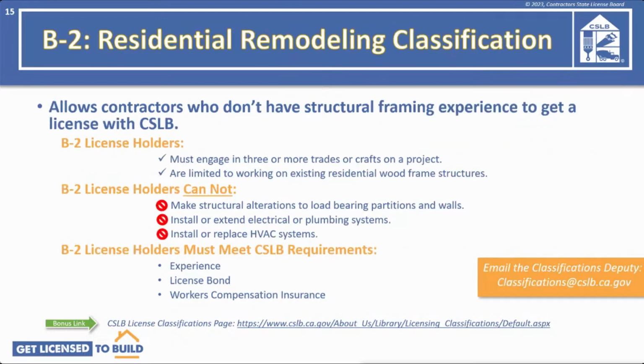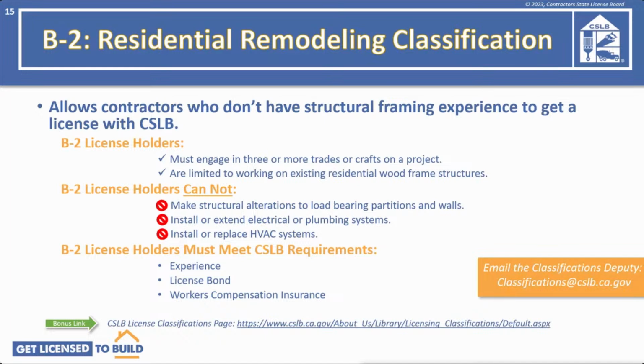CSLB's newest licensing classification is called the B2 Residential Remodeling Classification. The B2 allows contractors who don't have structural framing experience to get a license with CSLB. Here's what interested applicants need to know. B2 license holders must engage in 3 or more trades or crafts on a residential project. B2 licenses also are limited to working on existing residential wood frame structures.